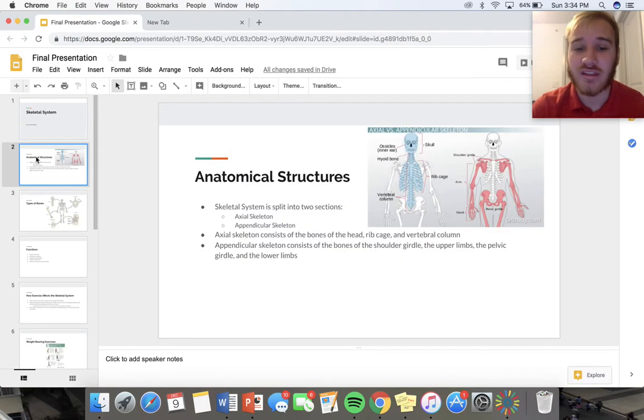For the anatomical structures of the skeletal system, it's really split into two main sections. You have your axial skeleton and your appendicular skeleton. The axial skeleton is comprised of the bones of the head, rib cage, and the vertebral column, while the appendicular skeleton consists of the bones of the shoulder girdle, upper limbs, the pelvic girdle, and the lower limbs.